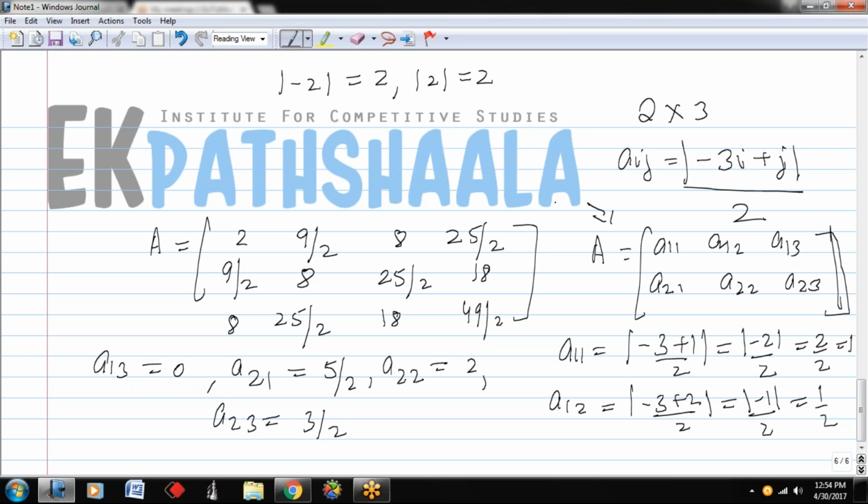I hope we are able to understand what a matrix is, how the order of a matrix is defined, and how to find a matrix if the formula is given. Let us move ahead.